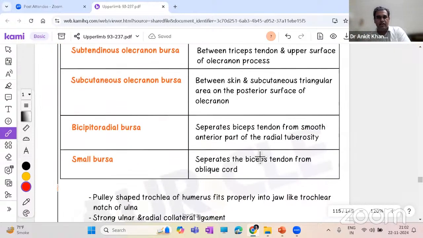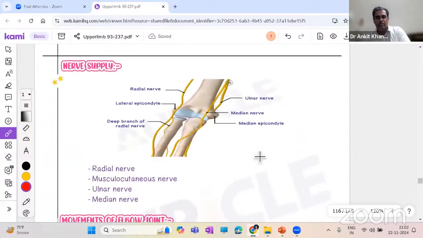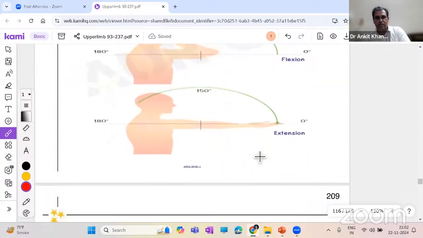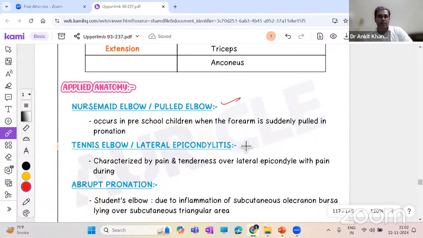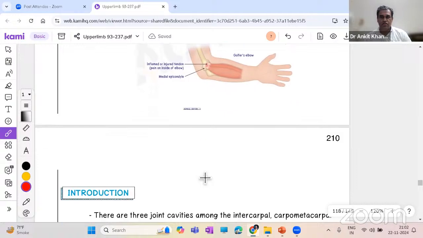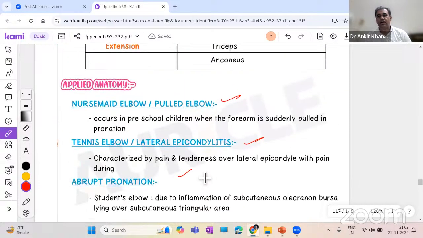Bursa related again, the olecranon bursa over here and a bit of vessels, fine. So again movements, muscles and applied anatomy, the pulled elbow, they are very common. Tennis elbow and golfer's elbow, I will discuss with you. So guys, these were the majority of joints that we were discussing in this part.